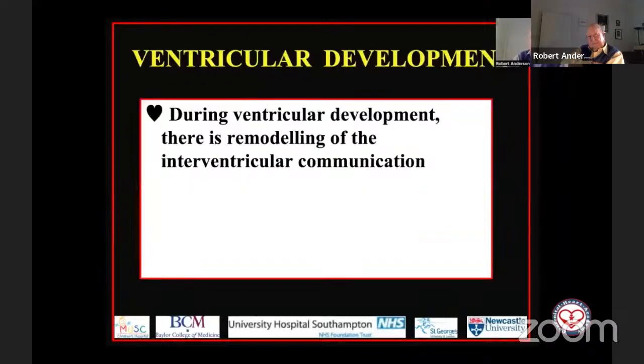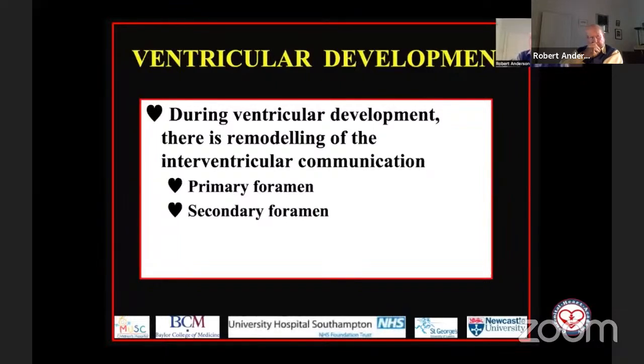So you will remember, I hope, that we showed you last session that during the process of ventricular development, the key feature was the remodeling of the interventricular communication. We started off with a primary interventricular foramen. And then, so as to get the inlet of the morphologically right ventricle, there was expansion of the atrioventricular canal. And that gave us the secondary interventricular foramen.